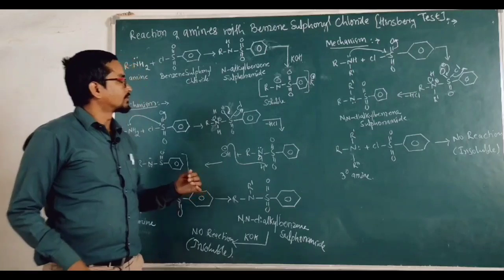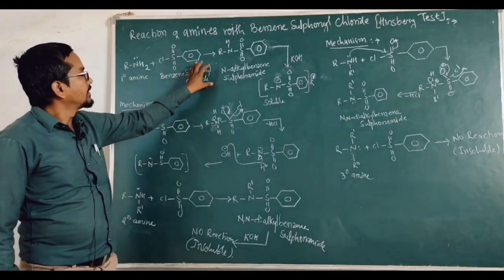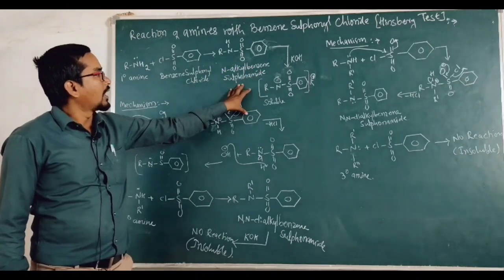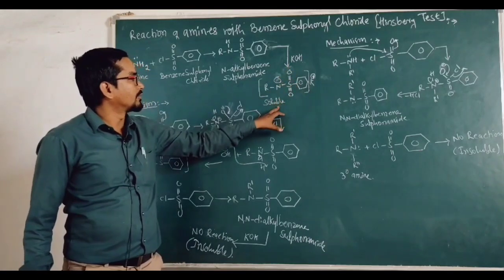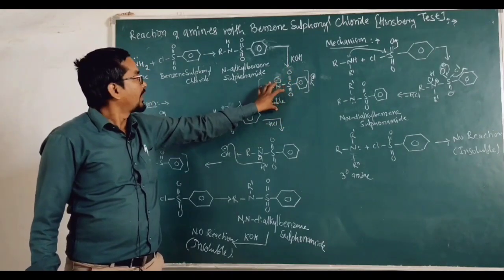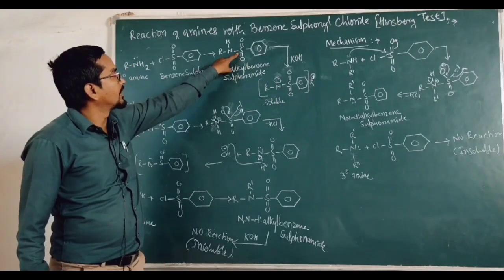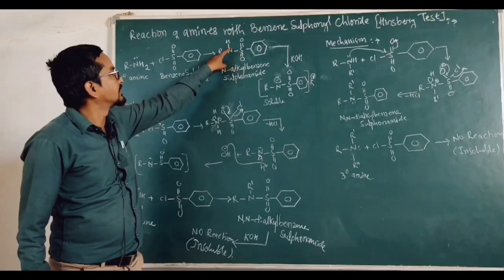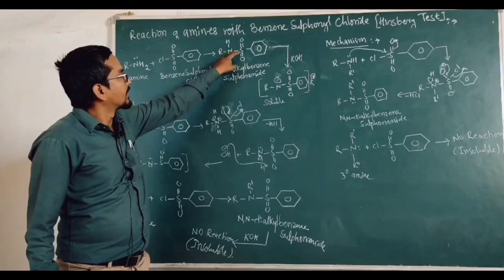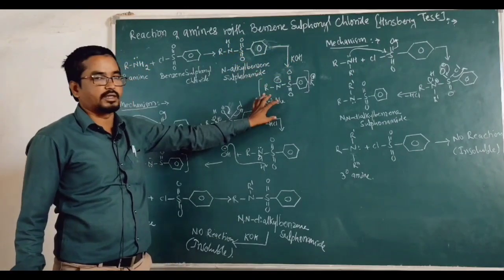Now, when primary amines react with benzene sulfonyl chloride, they lead to the formation of N-alkyl benzene sulfonamide. Upon reacting with KOH, it will lead to the formation of soluble salts, or it is soluble in KOH. Why? Because the sulfonyl group has a strong electron withdrawing tendency, so the base can easily abstract the proton and it will form the soluble salts.